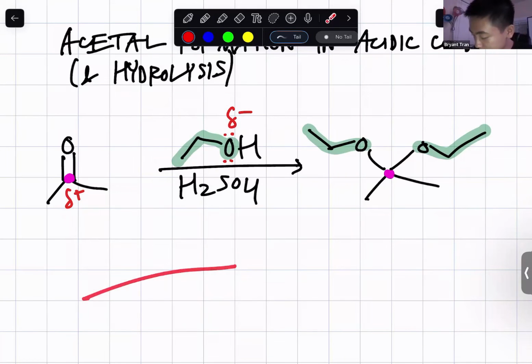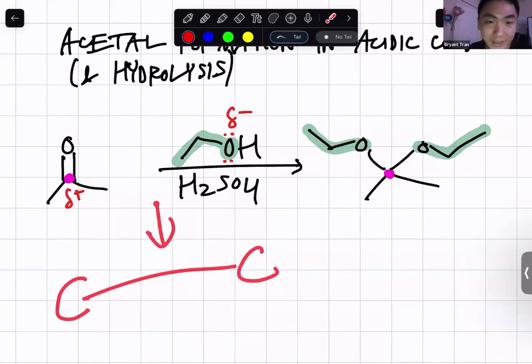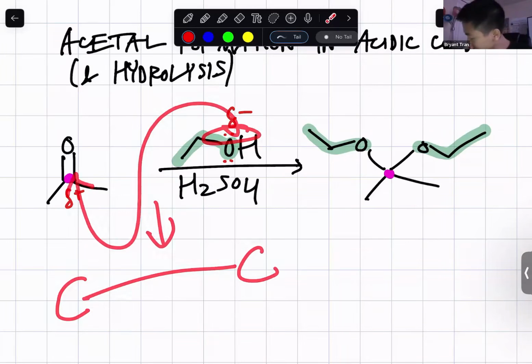How many electrons are in one bond between, let's say, two carbon atoms? How many electrons are in a bond? 2. 2 electrons. Where do those 2 electrons come from? From the pair of electrons like that, right? Which can attack this carbon to make that new bond right there, right?